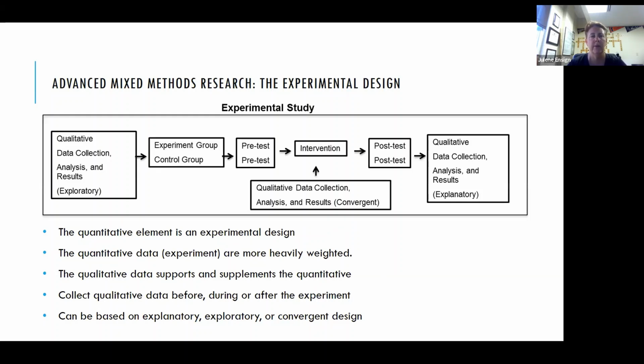I don't want to spend a lot of time on these, but I think it's important for you to see. So basically, this is a typical experimental design. In this case, the quantitative is more heavily weighted, and the qualitative supports and supplements. And then we're collecting qualitative data before, during, and after. It can be explanatory, exploratory, or convergent.